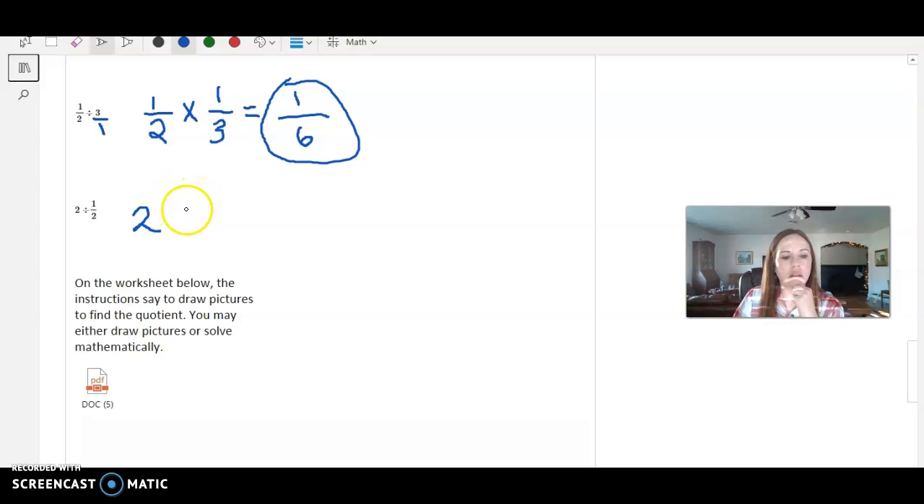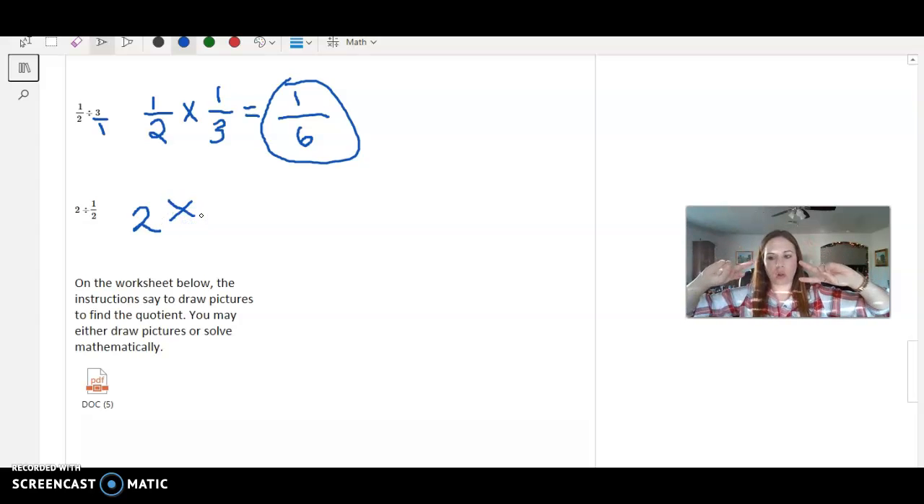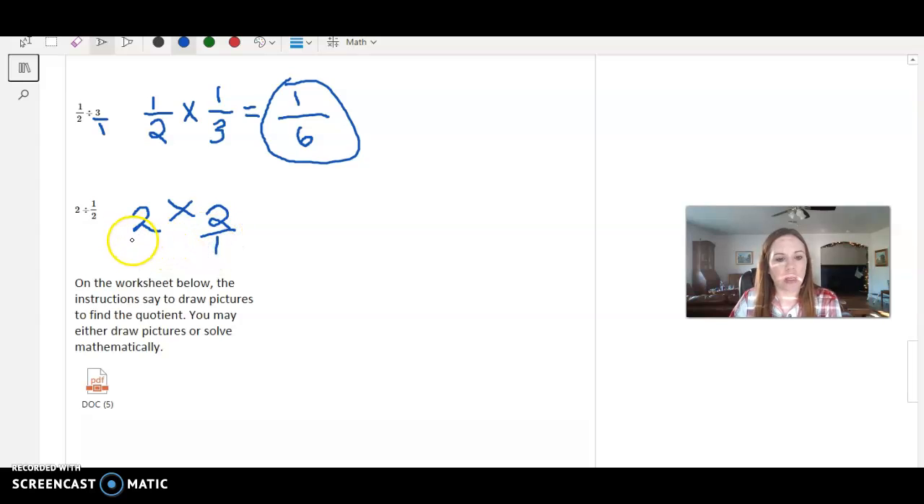Multiply by, okay, so we're going to multiply 2 by the reciprocal. Well, let's flip 1/2. What is the reciprocal of 1/2? That would be 2/1, and that's actually the same as 2, right? So we could either just look at this as 2 times 2, or we could turn them both into fractions because we're going to get the exact same answer. 2 times 2 is 4. 1 times 1 is 1.